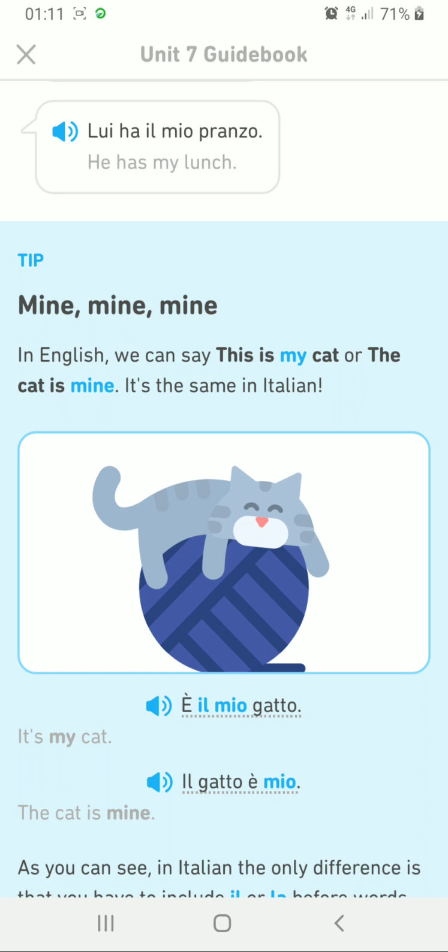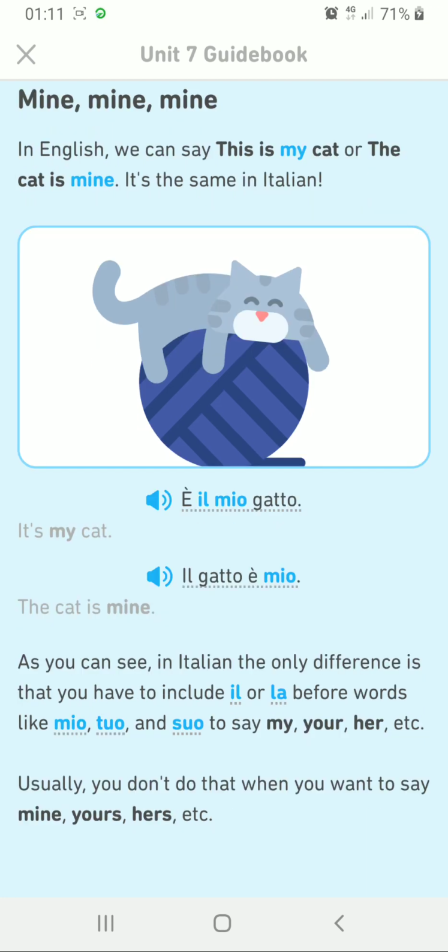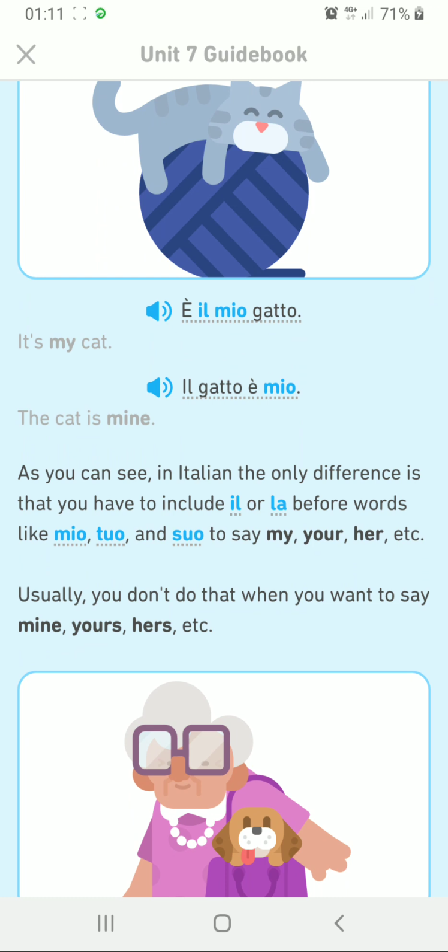You have to put this article, and I think you remember this. So il gatto è mio. You can put it like this as well. The cat is mine. Notice now that the il precedes the subject, il gatto, and there is no need to say il gatto è il mio. You don't have to repeat the article twice.